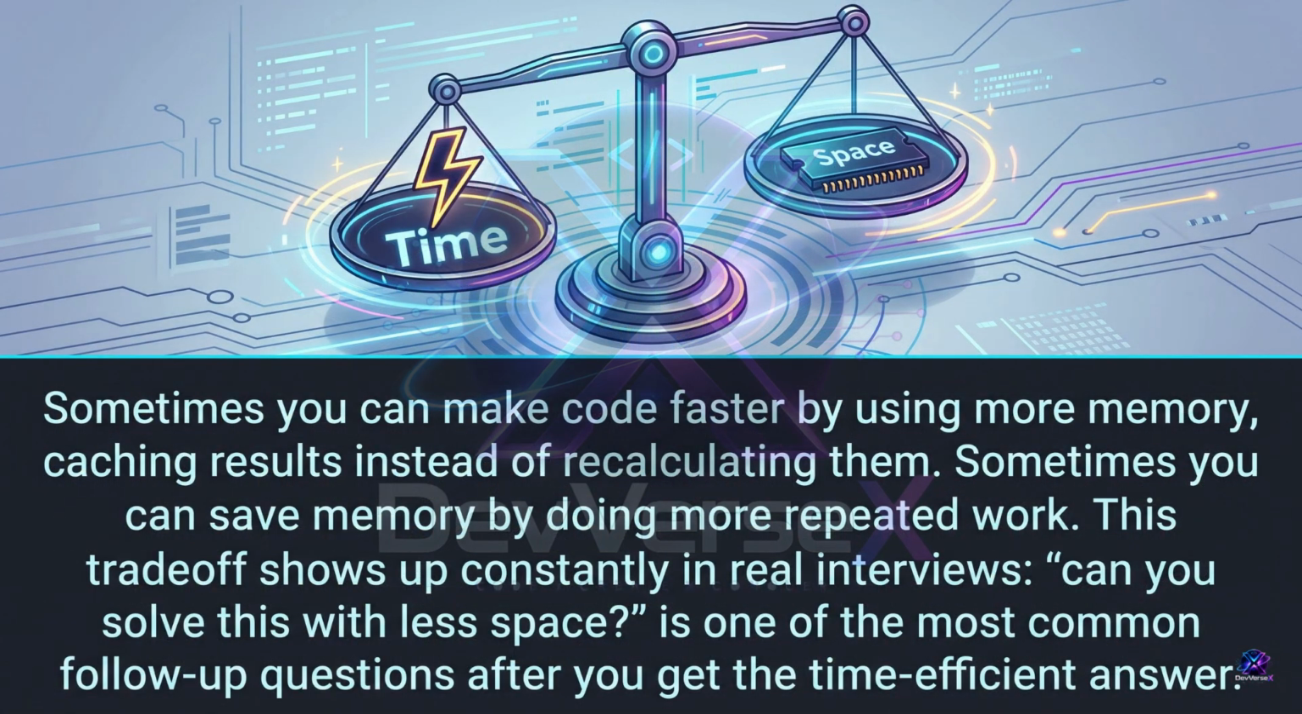Sometimes you can make code faster by using more memory, caching results instead of recalculating them. Sometimes you can save memory by doing more repeated work. This trade-off shows up constantly in real interviews. "Can you solve this with less space?" is one of the most common follow-up questions after you get the time-efficient answer.